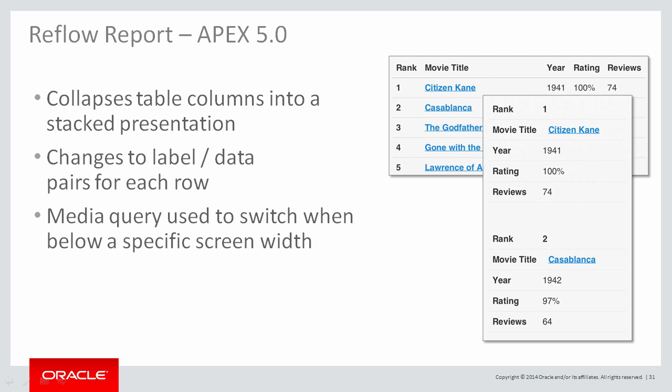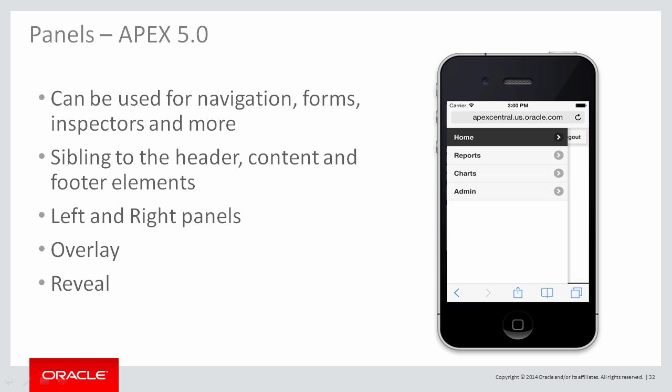Another new reporting capability being introduced in Application Express 5.0 is the reflow report. When you're displaying on a large enough device, it will show standard table columns and it will actually wrap the data within those columns. However, when you're displaying on a small device, then it will change that into a stacked presentation or label data pairs for each row. We're also introducing panels in Application Express 5.0, and we are primarily looking to utilize these panels for navigation.